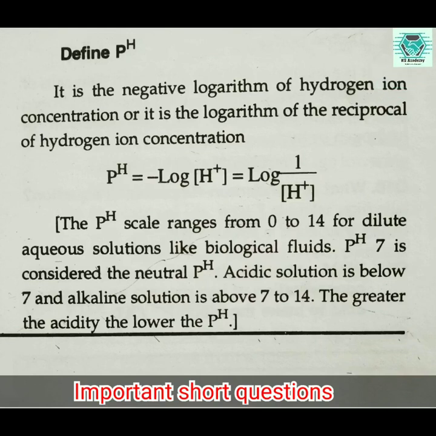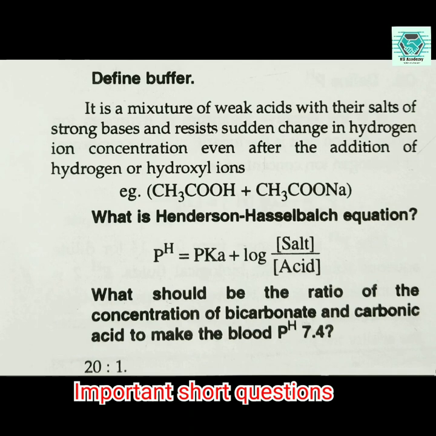So what is pH? It is the negative logarithm of hydrogen ion concentration, or it is the logarithm of the reciprocal of hydrogen ion concentration. And this is the formula shown here. Buffer: it is a mixture of weak acids with their salts of strong bases and resists sudden change in hydrogen ion concentration even after the addition of hydrogen or hydroxyl ion.